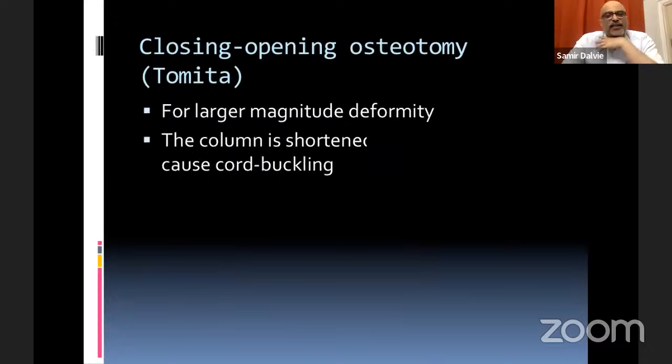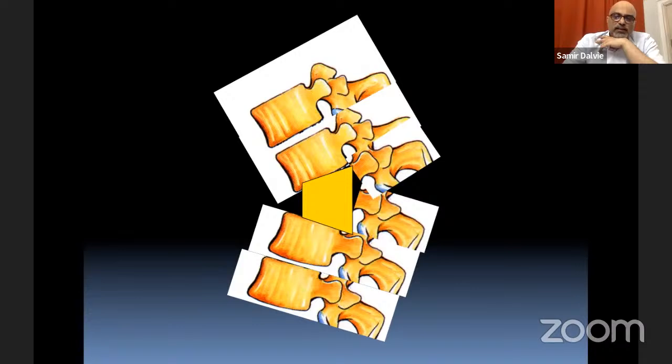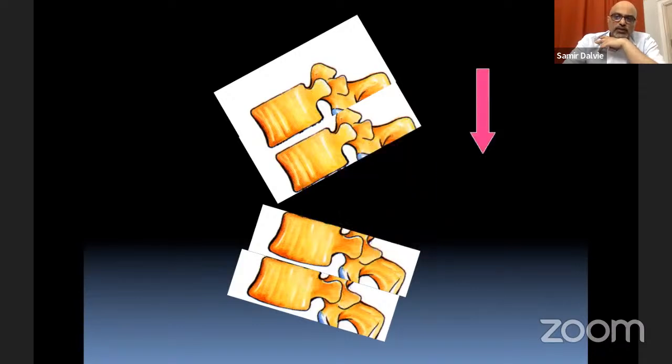For a larger magnitude deformity, the column is shortened but would cause cord buckling. So again, to show you here, this osteotomy is done, posterior osteotomy is done, and these 2 are separate. But when you start correcting, the spinal cord starts buckling. And if it buckles, this patient can get neurological deficit.